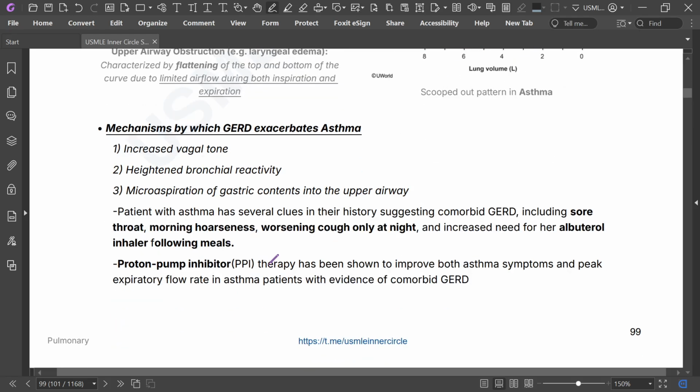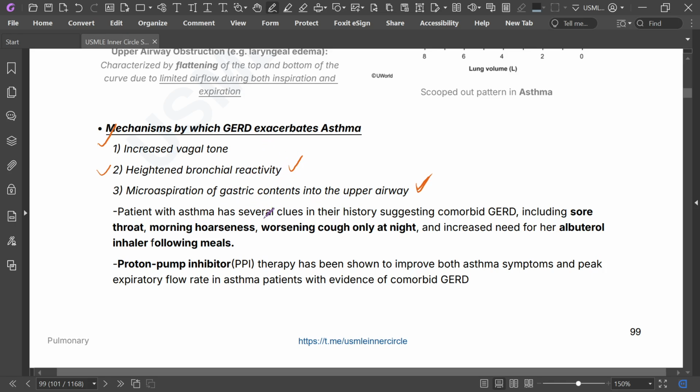Now, mechanisms by which GERD exacerbates asthma. A very high-yield point is that GERD can exacerbate asthma. How? Increased vagal tone and heightened bronchial reactivity, and micro-aspiration of the gastric content into the upper airway.